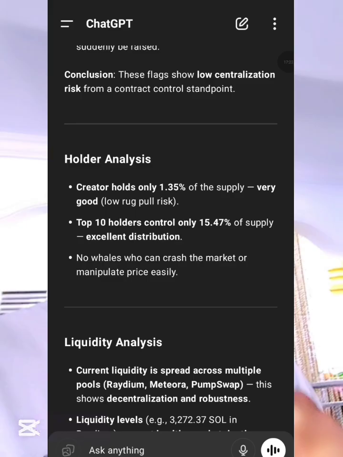So, that is the overall comment of ChatGPT about holder analysis. With this percentage held by the top 10 holders, it's telling us there are no whales who can crash the market or manipulate the price easily. They can still do it, but it will be a little bit difficult for them.